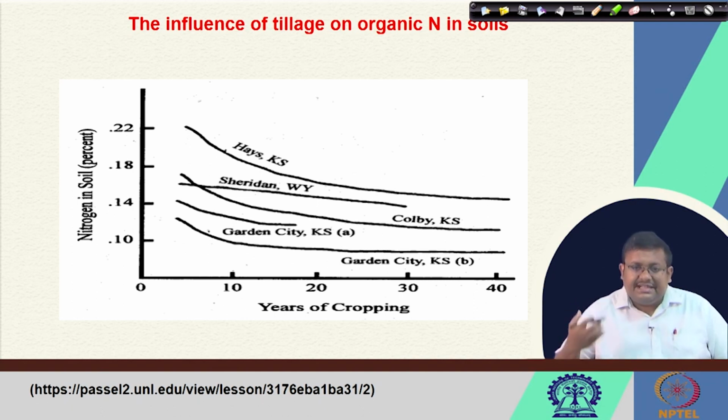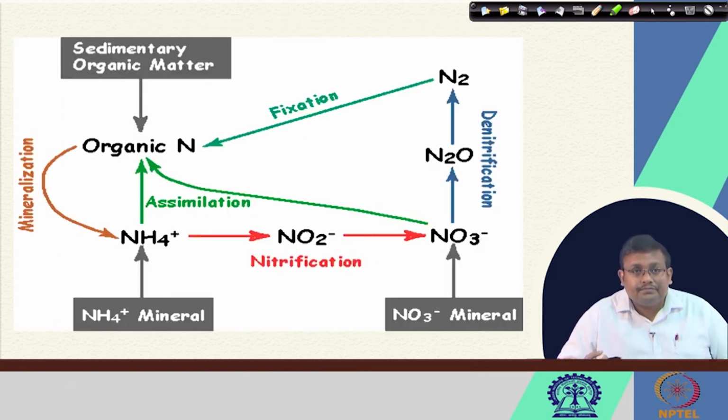Because when there is a tillage practice, that opens up the soil, that helps in more oxidation of the organic compound, and you know that nitrogen is mainly present in organic form, 95% in organic form, and when there is an oxidation, that will reduce the nitrogen content in the soil.